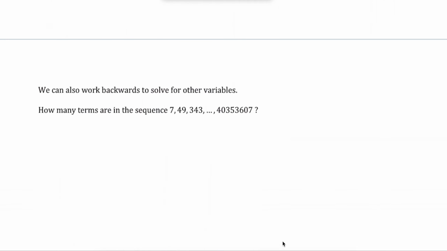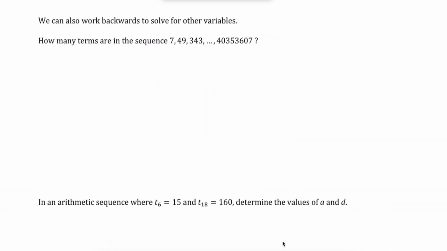Okay, let's keep going. We can also work backwards to solve for other variables. So in this case, the question is how many terms are in the sequence 7, 49, all the way up to this giant number in the 40 millions. So in this case, we actually know Tn. This is the last term or the nth term in the sequence. When I say how many terms, I'm asking you to solve for n. And this is geometric. We're multiplying by 7 every time. So I'm going to write down my geometric formula.